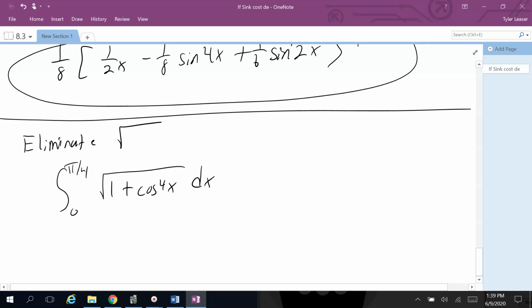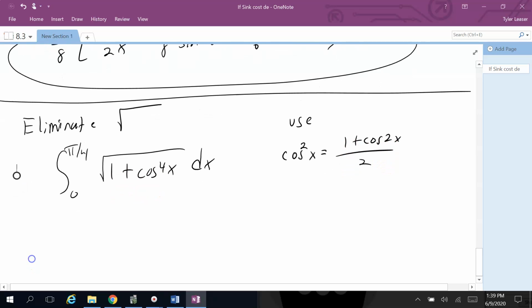We can get rid of the square root as long as the inside of the square root is something squared. What we're going to do is we're going to use that same identity from above here. Cosine squared x is 1 plus cosine 2x all over 2. We don't quite have 1 plus cosine 2x. We have 1 plus cosine 4x. So what I can do is I can multiply the 2 over, and then I can just double the angles on both of these. I could rewrite this as 2 cosine squared 2x is equal to 1 plus cosine 4x.